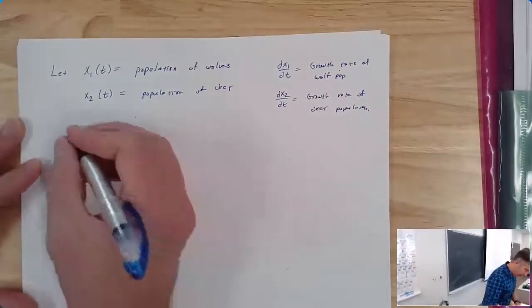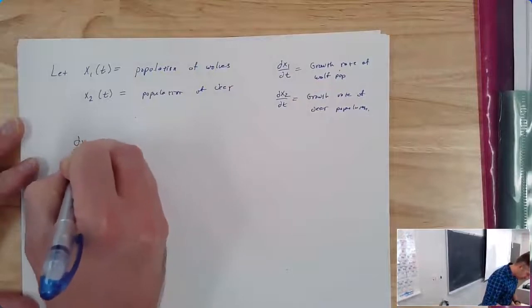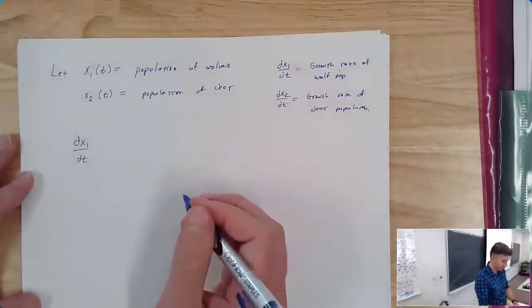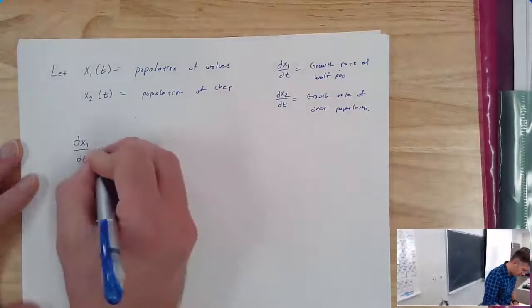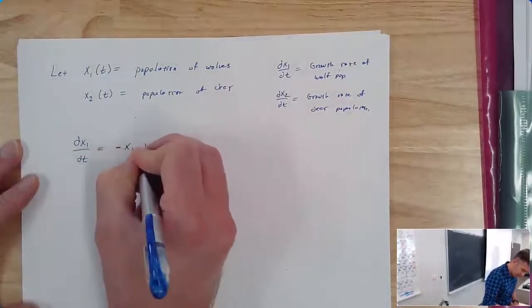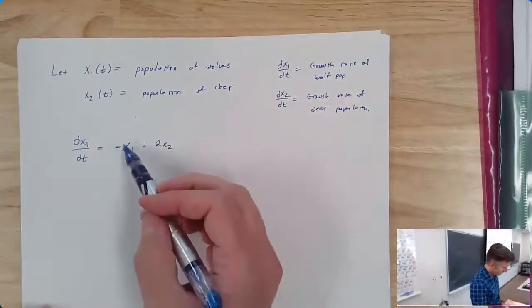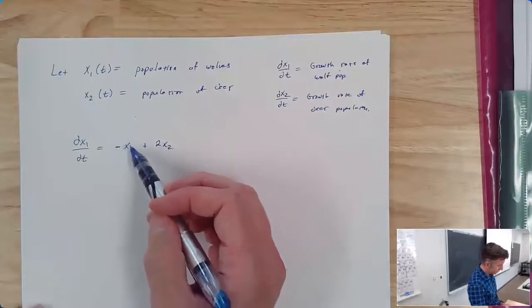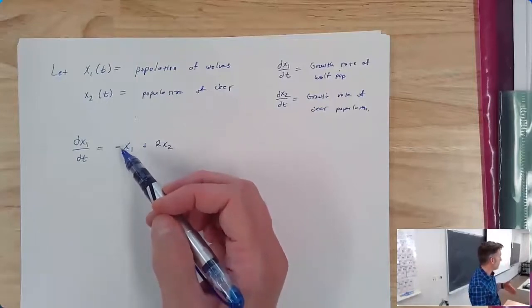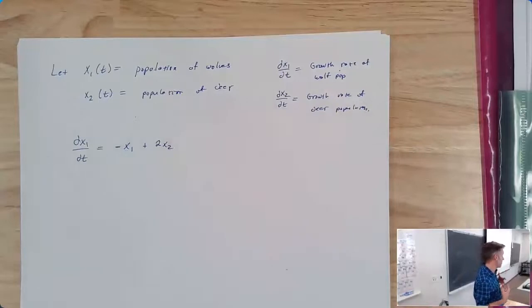I have dx1 dt, the rate of change of the population of wolves, or the growth rate of the population of wolves, is equal to negative x1 plus 2x2. Not that we really have to put a whole lot of thought into this, but the idea is that the bigger the population of wolves gets, the less growth there's going to be, because there's going to be so many of them competing for the limited resources. So that's maybe counterintuitive, and maybe it's not really right. I'm just making things up really, but the point is that this is what we've got.